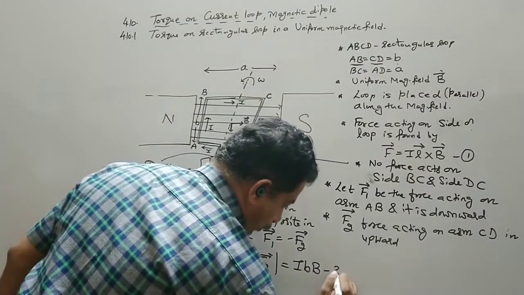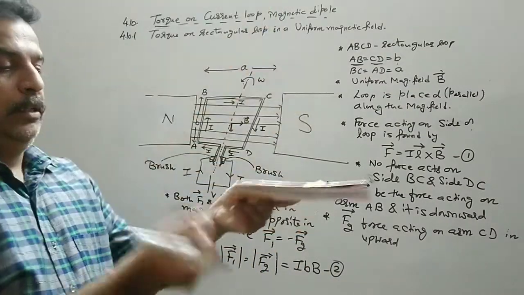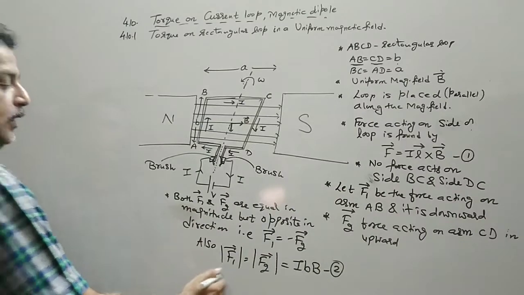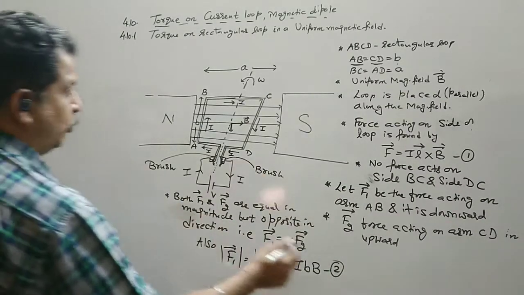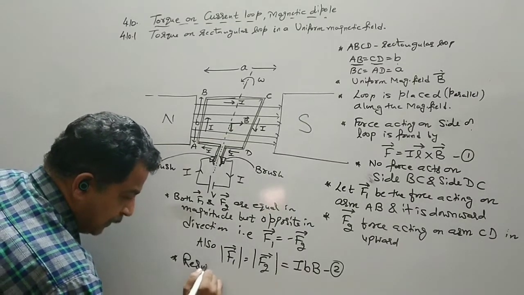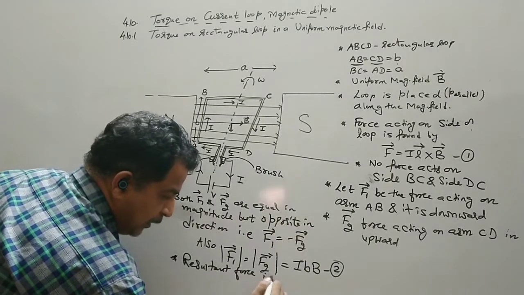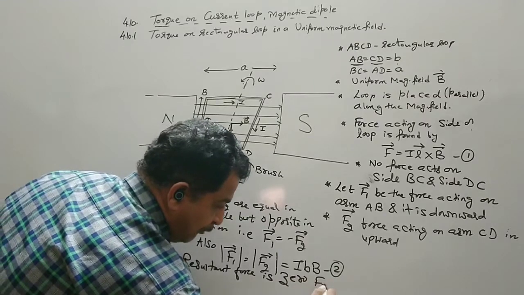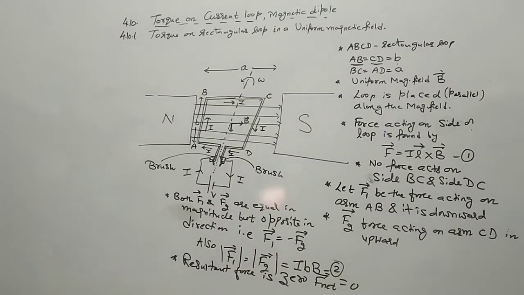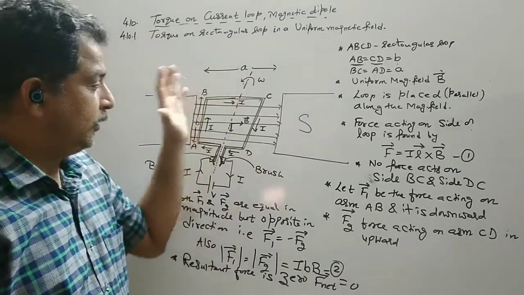So this is the magnitude of force. Now both the forces, one force is upward and another force is downward. So the magnitude of both the forces is the same, and the direction is opposite. So what is the conclusion? The resultant force or net force is 0. So F net is equal to 0. Clearly F1 plus F2 is equal to 0, so that there is no resultant force acting on this loop.